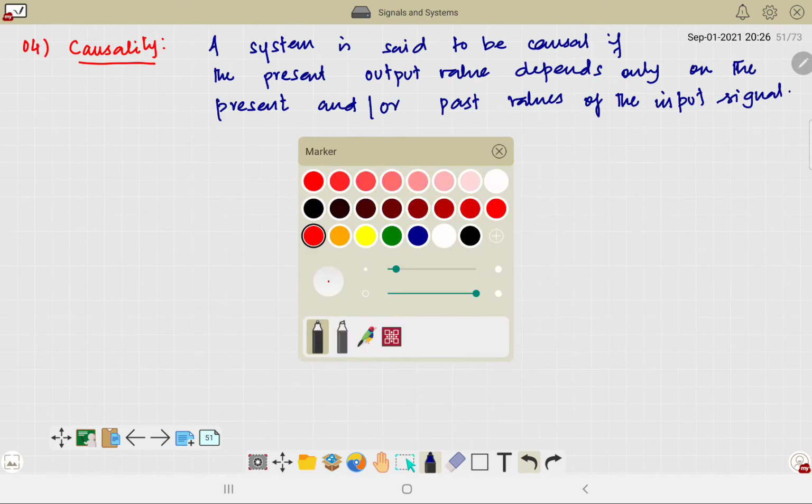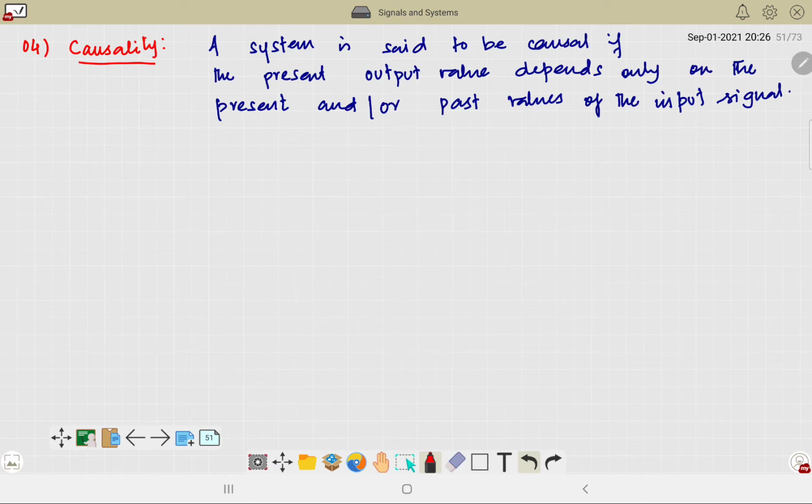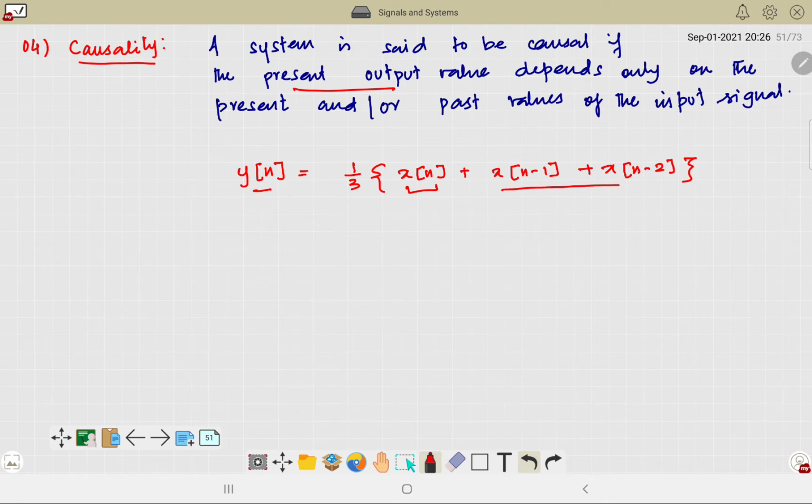Again, if I have to take an example, if we consider the same moving average system, so I have y of n is equal to 1 upon 3 times the current sample x of n and two previous samples x of n minus 1 and x of n minus 2. So as per the definition, it is showing the present output. It depends only on the present input and the past values of the input. So this is very much a causal system. Right?